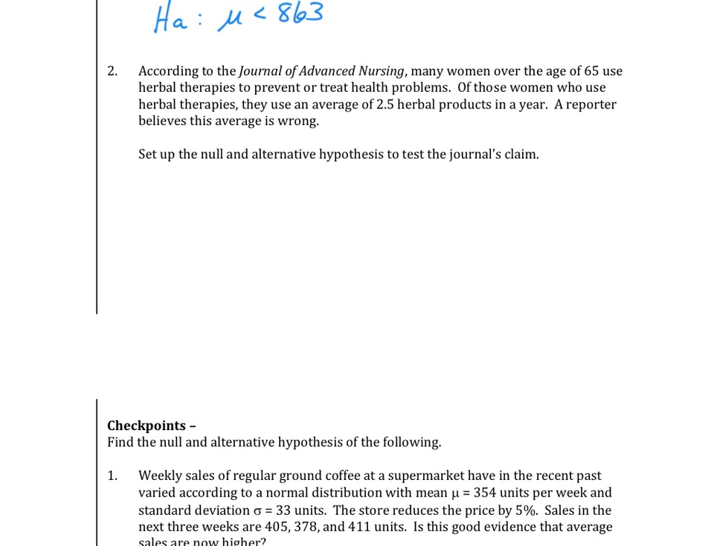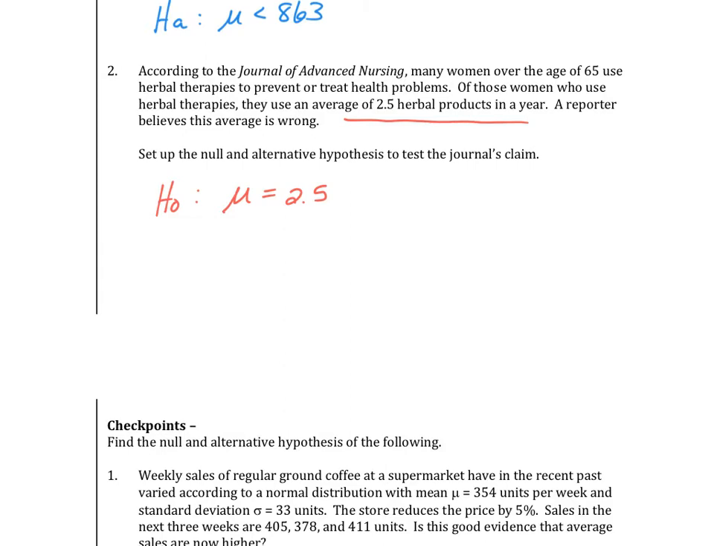Number 2, according to the Journal of Advanced Nursing, many women over the age of 65 use herbal therapies to prevent or treat health problems. Of those women who use herbal therapies, they use an average of 2.5 products per year. A reporter believes this average is wrong. It says state the null hypothesis and the alternative. So the null hypothesis is that the average is equal to 2.5 herbal products a year.